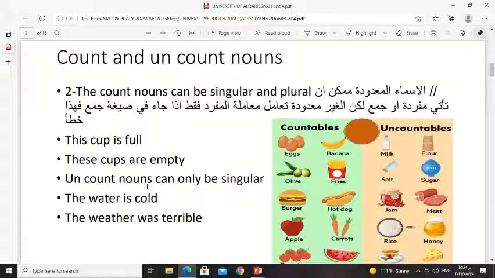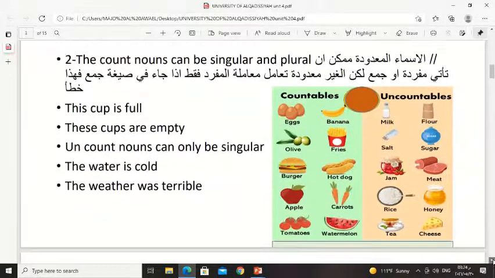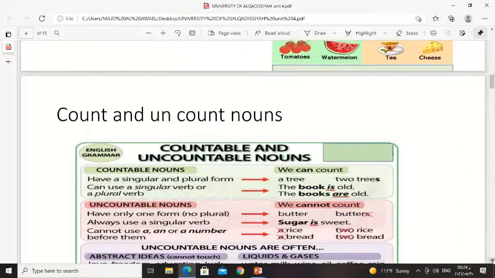Uncount nouns can only be singular. The water is cold. The weather was terrible. We cannot say the weathers were terrible. It is wrong English. Countable nouns, you can see all these countable. Gym, meat, uncountable noun, honey, rice, cheese, tea.